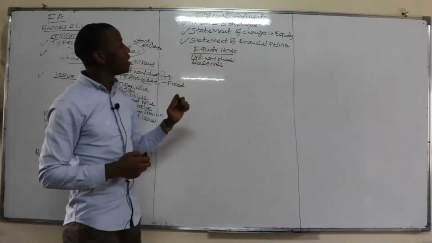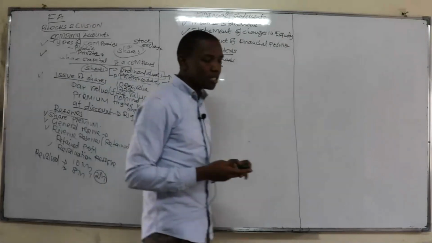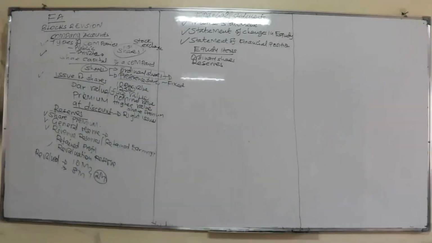And then the statement of financial position, which is now the balance sheet. So we can try an example to understand what you are required to do in that regard. We can do an example on the financial statements of a company. Now, we can check on this question.